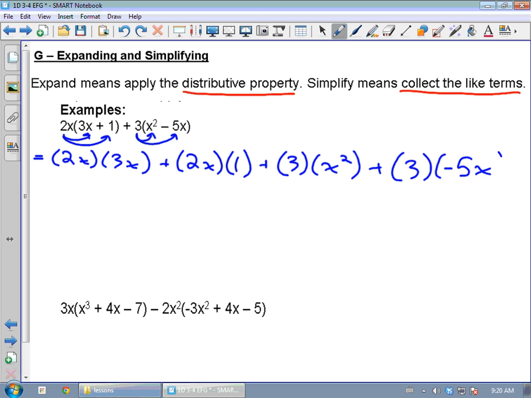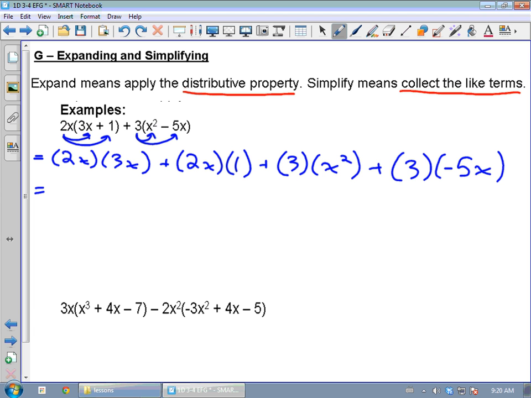And as I'm doing this, I remember to keep those signs with the terms. So I keep this negative sign with the 5x. I keep this 3 as a positive 3. And I just put plus signs in between everything. The only reason I have these brackets is to keep everything nice and organized.